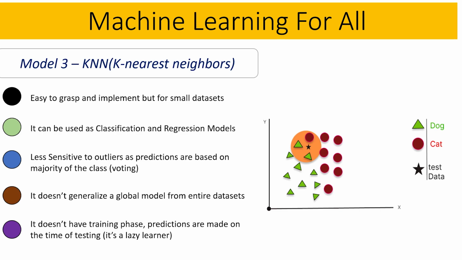And it doesn't have a training phase, it doesn't learn, so it's a lazy learner. That's why KNN is also called a lazy learner, because it doesn't have a training phase. Predictions are made at the time of testing, not on the training. When you test it, then it makes predictions, not earlier. So that's why it's called a lazy learner.